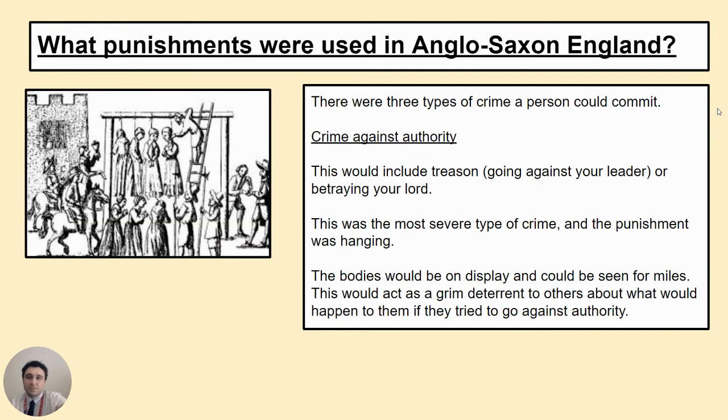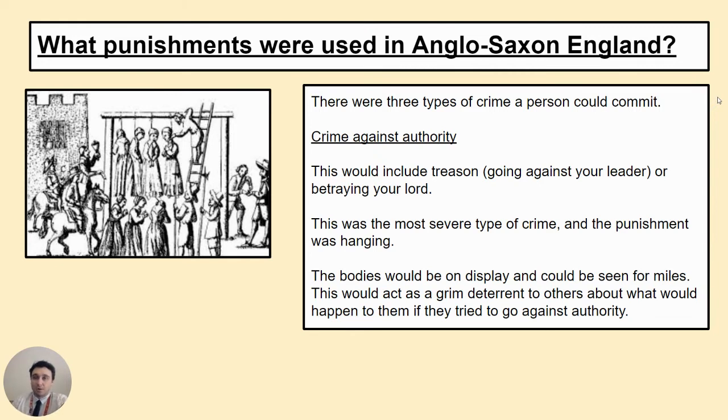There are three types of crimes people could commit during this time period in Anglo-Saxon England. The first one is crime against authority. Now, this would include treason, for example, going against your leader or betraying your lord. Now, this is the most severe type of crime. You had to know your place in Anglo-Saxon England. You had to respect your leaders and the people above you. If you failed to do this, the punishment was to be hung.